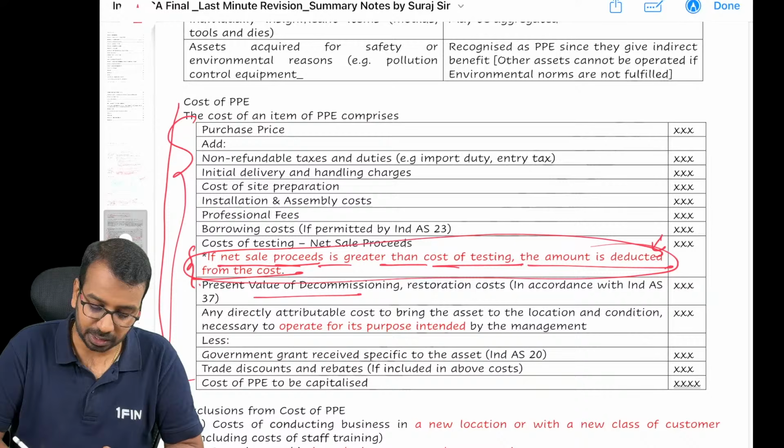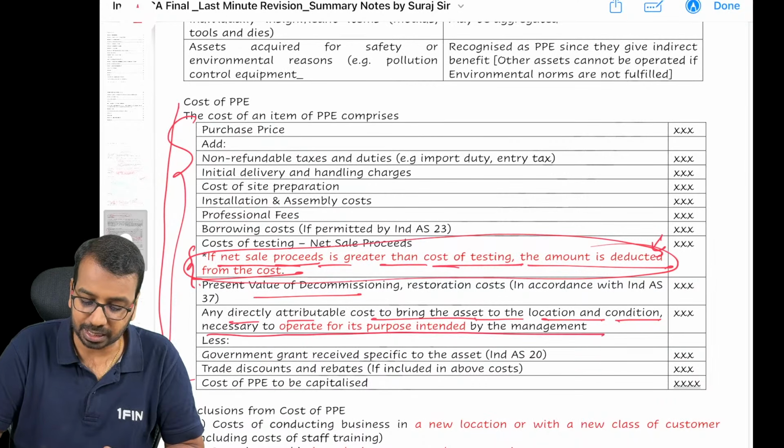Then present value is done, and any cost required to bring the asset to the location and condition to operate for its purpose intended by the management.